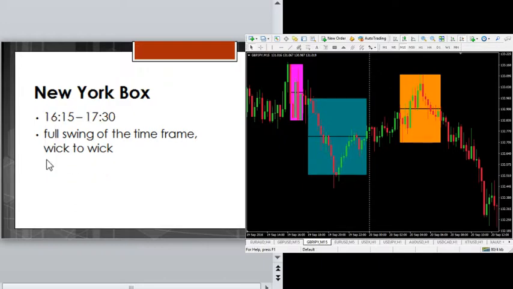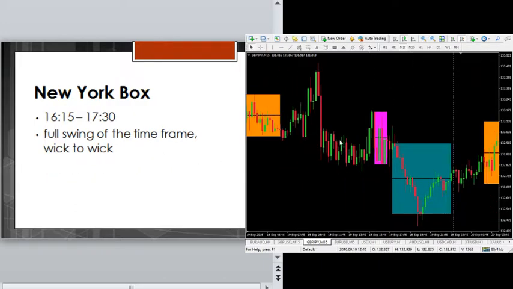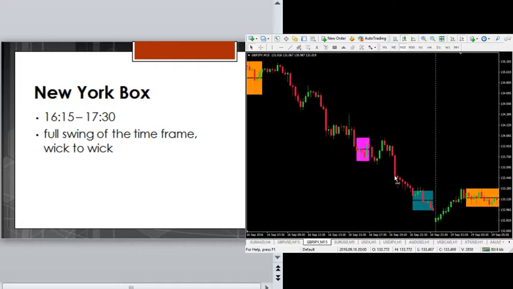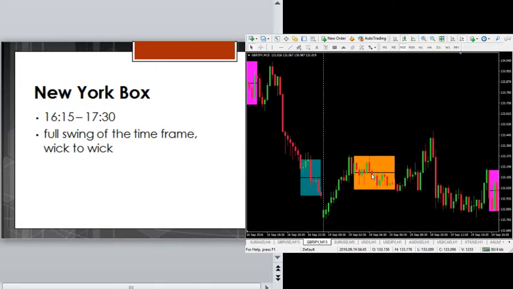Now we also have a New York box, which is a box that happens during the New York session. So it's a small time frame box, 1615 to 1730. The same as the pre-London box, it's a full swing of the time frame, plotted at M15. Now, how are we going to trade these different boxes?